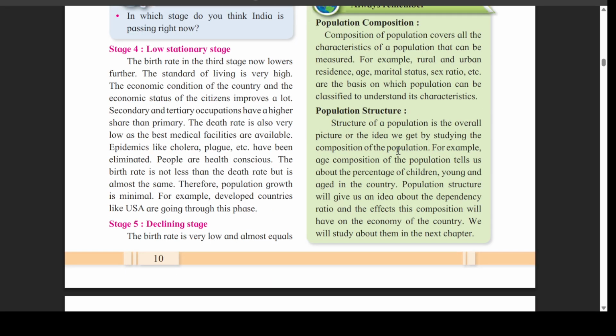Population structure. Structure of population is the overall picture or the idea we get by studying the composition of the population. For example, age composition of the population tells us about the percentage of children, young and aged in the country. Population structure will give us an idea about the dependency ratio and the effect this composition will have on the economy of the country. We will study about them in the next chapter.